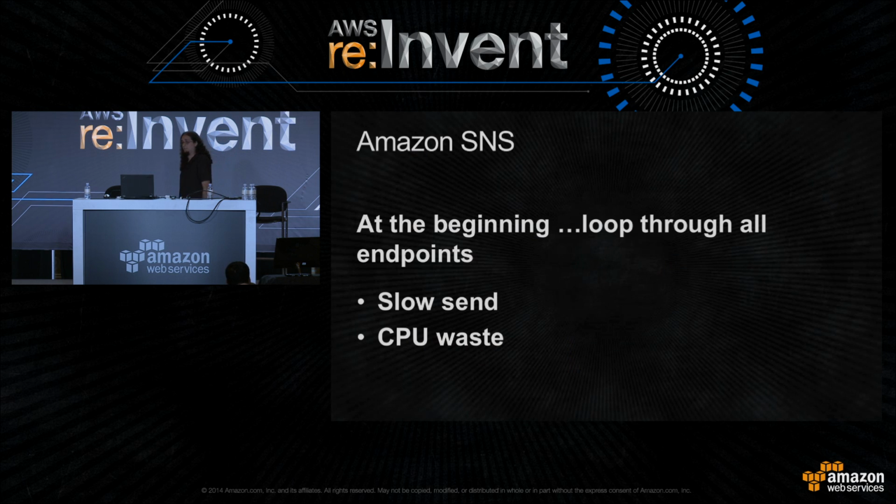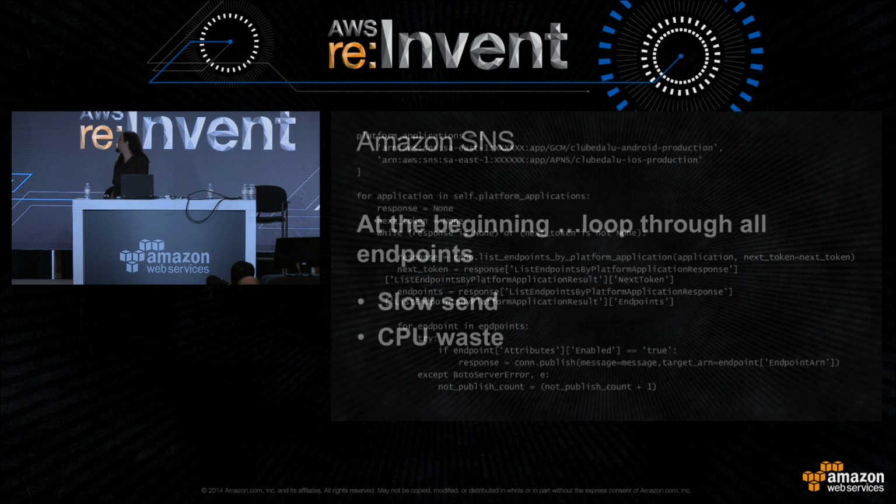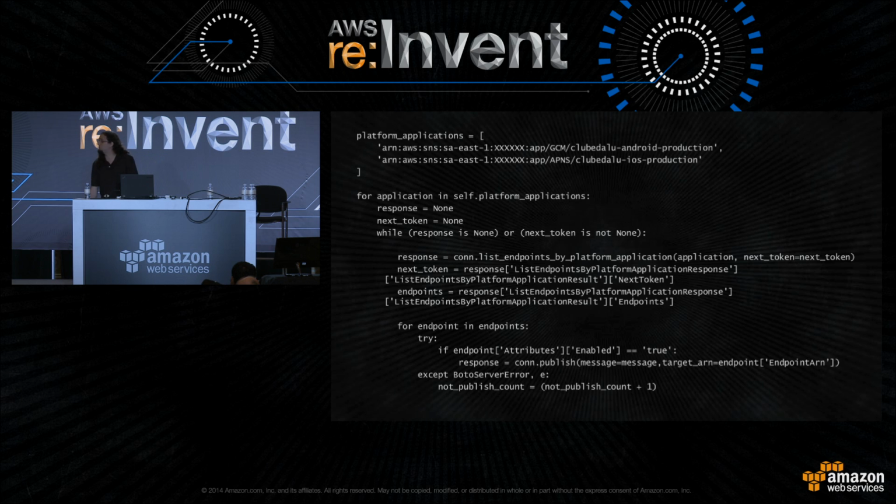OK, on the SNS implementation, we started doing things wrong in the beginning. We had a loop going through all of the endpoints, and as the number of devices grew, we had a slow send and a waste of CPU, since we are using EC2 instances to send all those push notifications. Here's the code that we used. You can see that it's kind of huge for sending one notification.